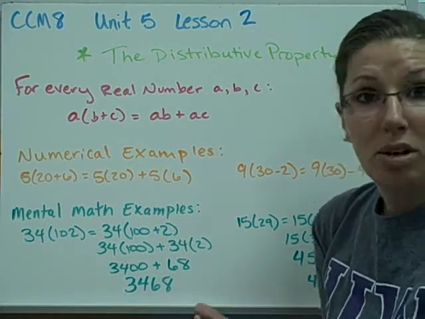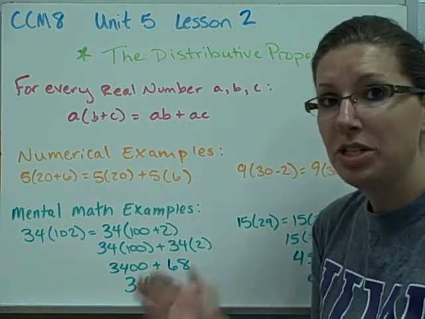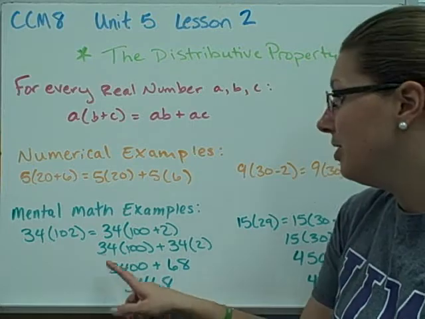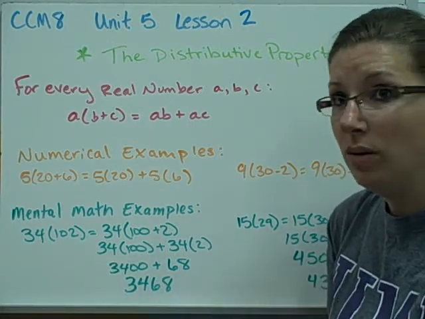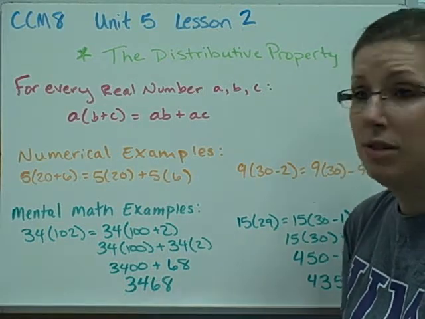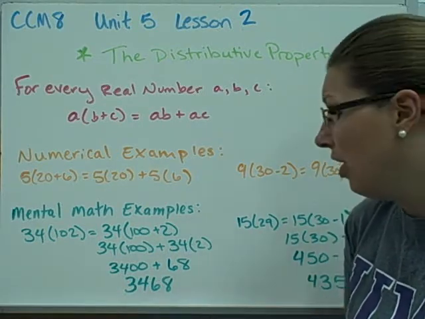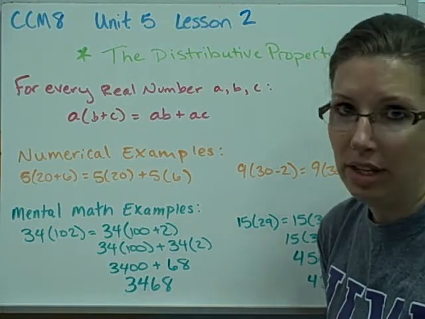The reason that we use the distributive property for numbers instead of, say, numbers and variables would be to use mental math out in the world. So if you have 34 times 102, mentally you would do 34 times 100 plus 34 times 2. 34 times 100 is 3,400. 34 times 2 is 68, and you just put them together. 3,468. Easy. I don't even need a calculator.